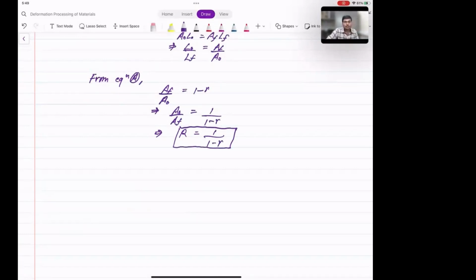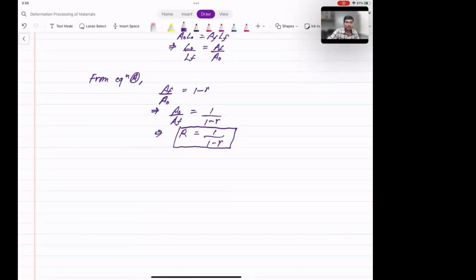So why we use reduction ratio is that this parameter capital R clearly represents the large deformations. Suppose the area is reduced 40 times or 50 times, then it is clearly indicated by this reduction ratio, which will not be the case with the fractional change. Okay, so this is the relation.